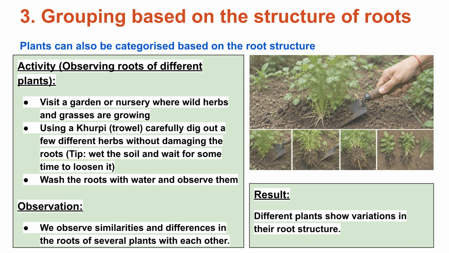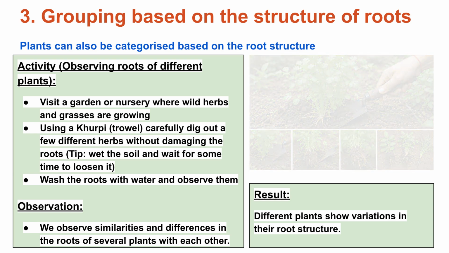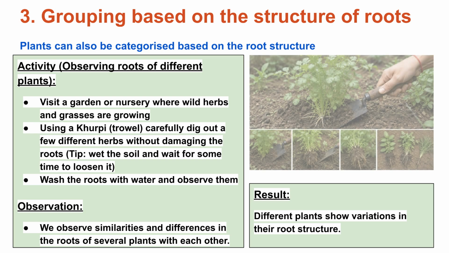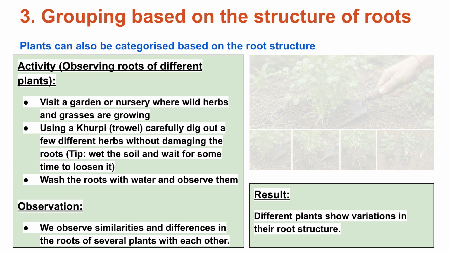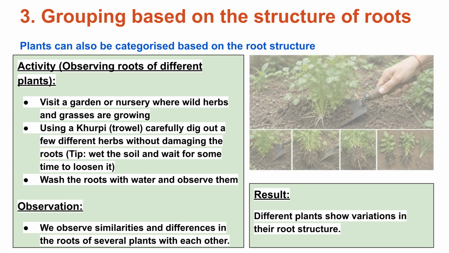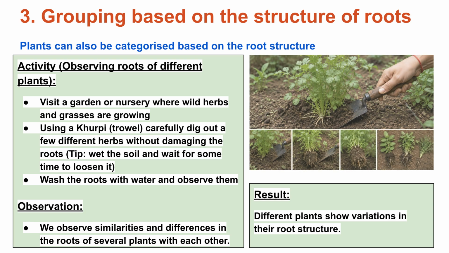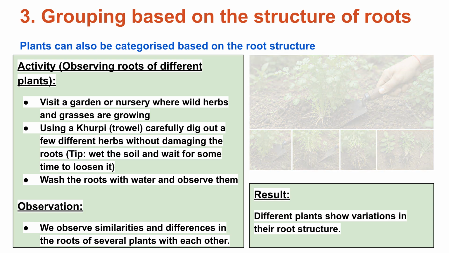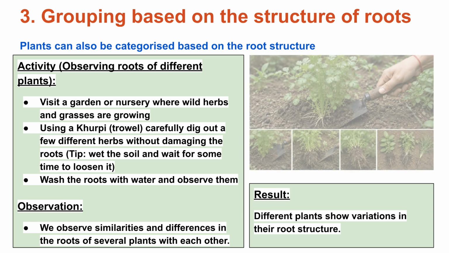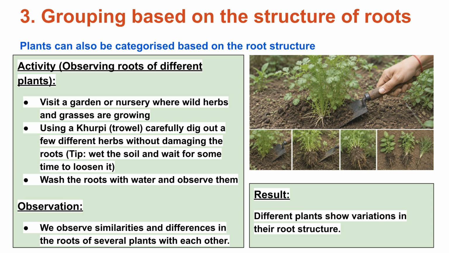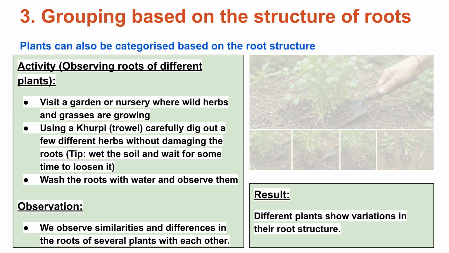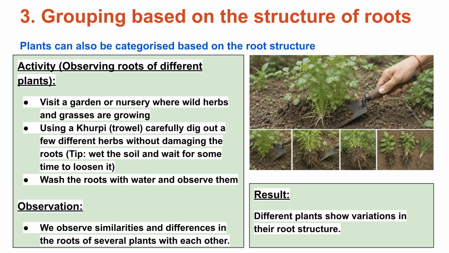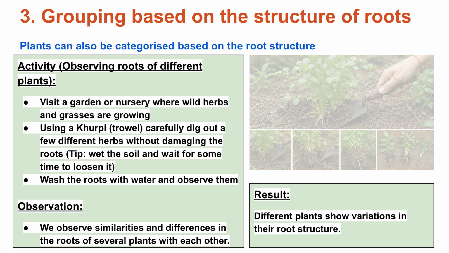You carefully dug out some small plants with a khurpi, an instrument to remove the soil. Basically, you can plant these different herbs from one pot to a different pot. During this, observe the structure of roots of different herbs. What will you see? We observe some plants whose root structures are similar to each other. However, there are some plants that have different root structures. What we can conclude from this experiment is that plants show variation in their root structure.